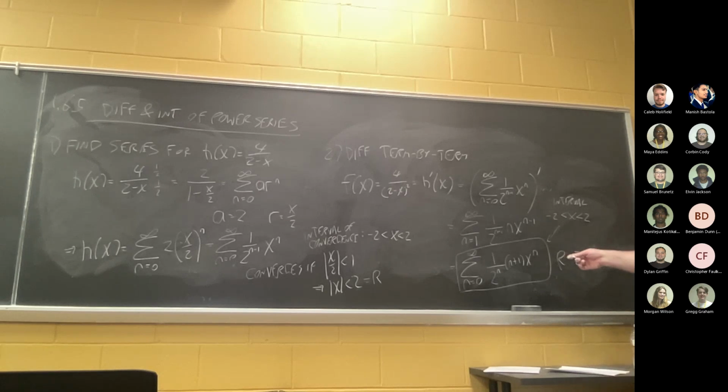If you plug in x equal to 2, terms of your series are n plus 1. Terms are going off to infinity. Terms don't even go to 0, if I plug in x equal to plus or minus 2. So in this case, the interval of convergence happens to be the same.